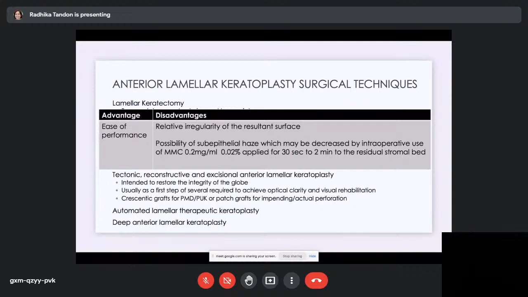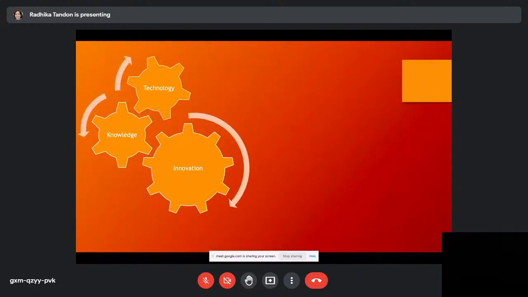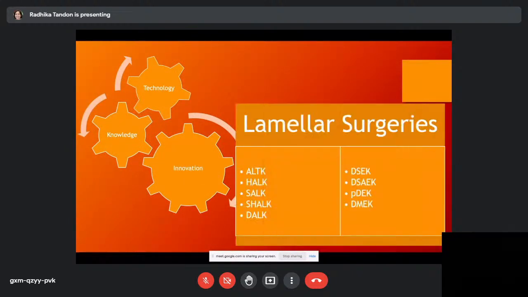Now, the ease of performance is, of course, a benefit of doing anterior lamellar keratoplasty. Sometimes there could be disadvantages, because you could have relative irregularity of the resultant surface if you have done a manual dissection, for example. You can also have a subepithelial haze with the PTK, for example, which may be decreased by intraoperative use of mitomycin C, 0.02%, which can be applied for 30 seconds to 2 minutes to the residual stromal bed. So therefore, with the advancement in technology, knowledge, and innovation, this is the whole gamut of anterior lamellar surgeries.